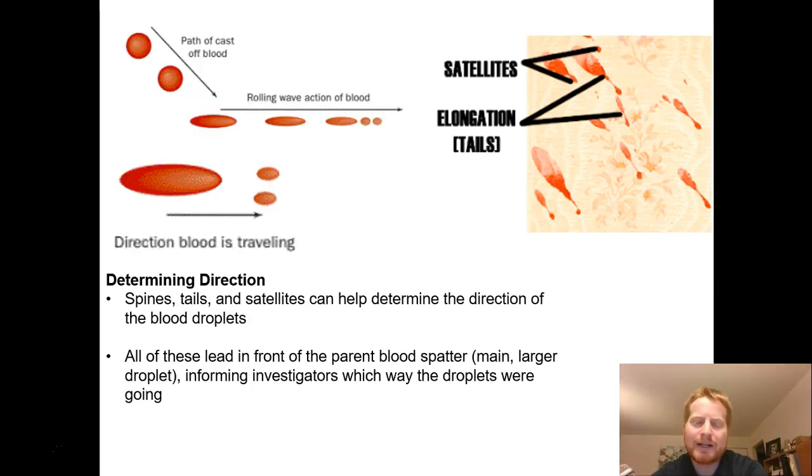So one of the things we can tell from all of these that we just mentioned is the direction the blood was traveling. For example, this blood was traveling to the right because those satellites, see how these are disconnected, are leading to the right. So those spines, those satellites, and those tails lead the direction in which the blood was going. They lead in front of the blood. So this person must have been traveling to the right while they were bleeding in order for this to happen. All of those are going to lead in front of the parent drop to tell you the direction of the blood.